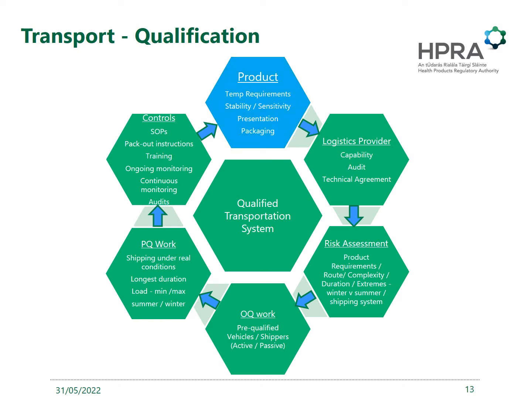The first step is to know your product. What are the storage conditions? Do you need to take into account any sensitivity or stability issues? What is the presentation or packaging that you are dealing with, such as cartons, bottles, glass vials, as this will all have an impact on transport. Therefore, understanding your product is the first step in a qualified transport system.